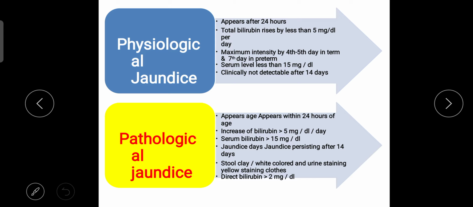And in case of pathological jaundice, it appears within 24 hours of age, and the increase of bilirubin level is more than 5 mg per dl per day, and serum bilirubin is more than 15 mg per dl. Jaundice persists after 14 days also, and the stool is clay white in color and the urine is yellow, staining clothes, and direct bilirubin is more than 2 mg per dl.